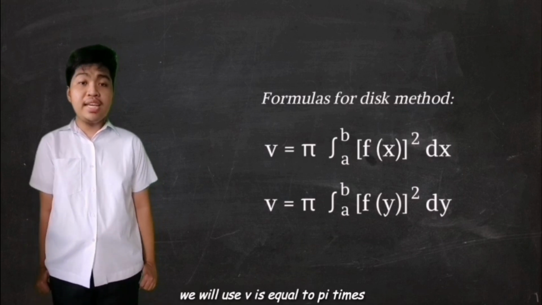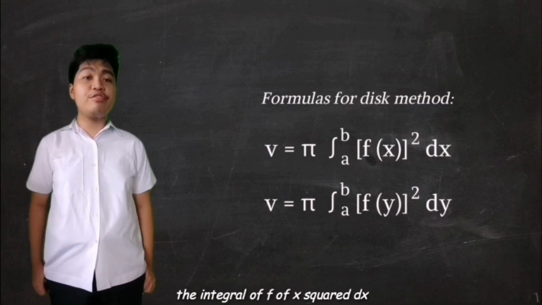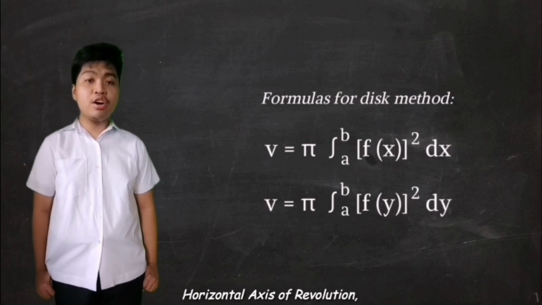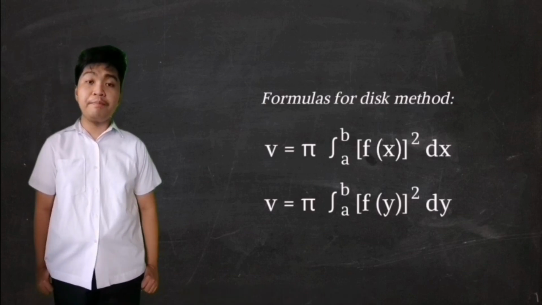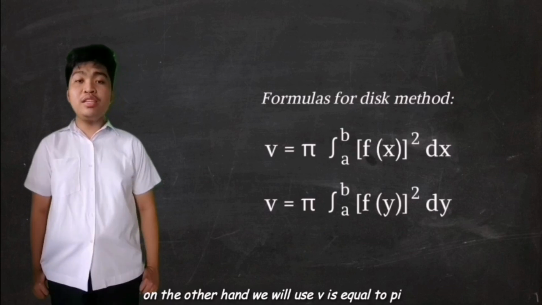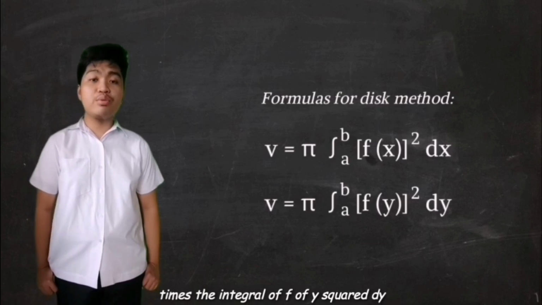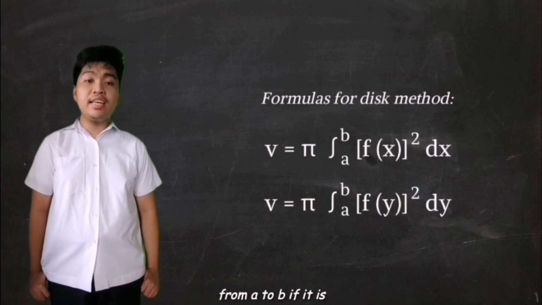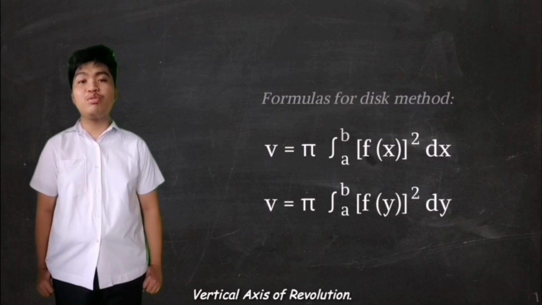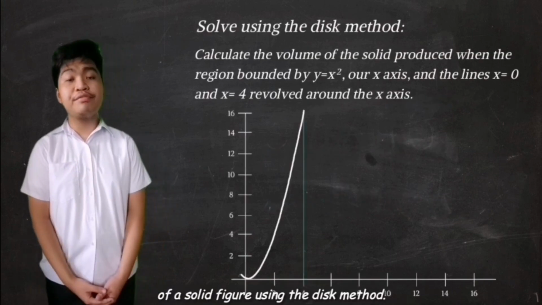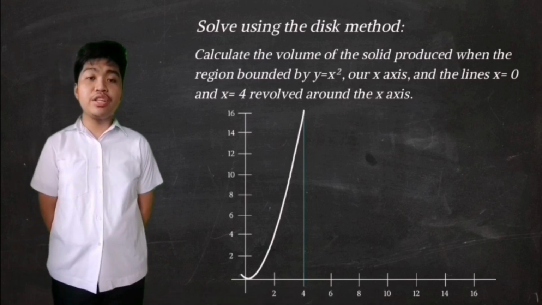We will use V is equal to pi times the integral of f of x squared dx from a to b if it is horizontal axis of revolution. On the other hand, we will use V is equal to pi times the integral of f of y squared dy from a to b if it is vertical axis of revolution. So here is an example of solving a volume of a solid figure using the disk method.